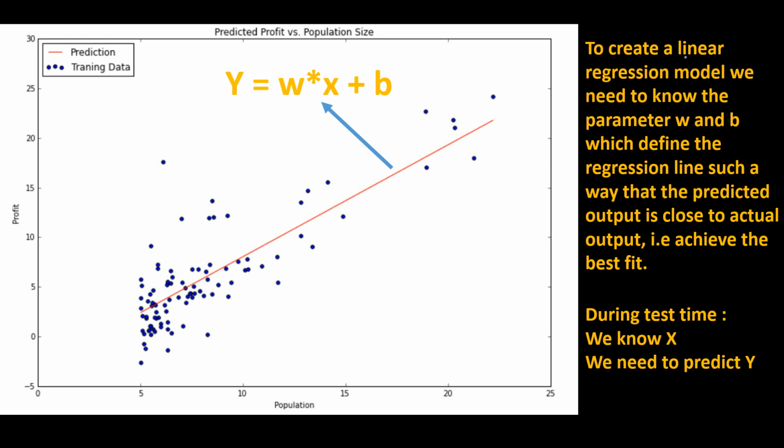So to create a linear regression model, we need to know the parameters w and b. Since it's supervised learning, we'll know x and y during the training time. From this data, we have to learn w and b, so that later, when we don't know y, by knowing w, b and x, we can predict the new value of y. And w and b should be learned in such a way that this regression line is the best fit to this data.